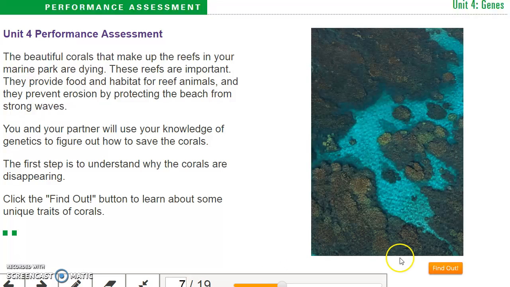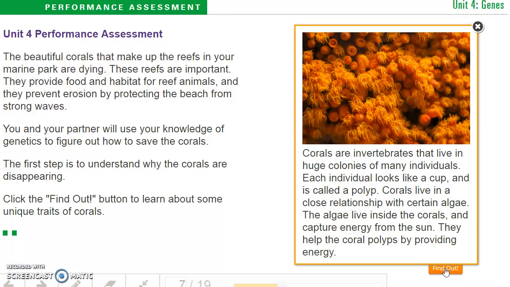Let's do a little bit of background information on corals here. Okay, corals are invertebrates that live in huge colonies of many individuals. Each individual looks like a cup and is called a polyp. Corals live in a close relationship with certain algae. The algae live inside the corals and capture energy from the sun. They help the coral polyps by providing energy.